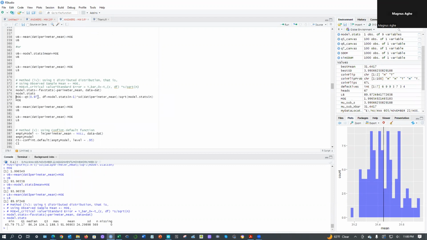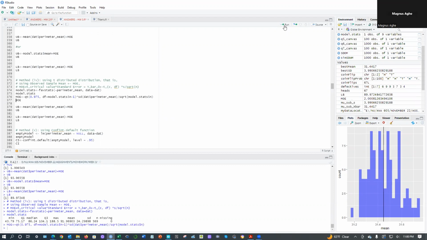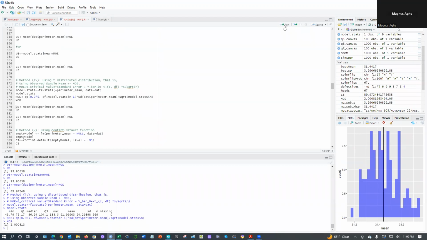QT 0.975, degrees of freedom is nothing but go to the model stats, n minus 1. You don't have to do anything, you have to recall them. Standard deviation of this one divided by square root of this guy. See, you built up the margin of error, which is that one.